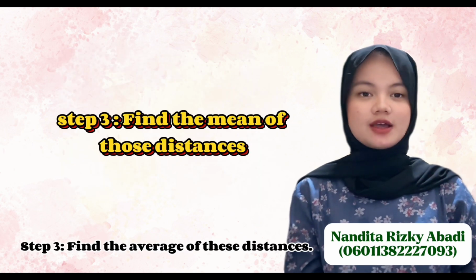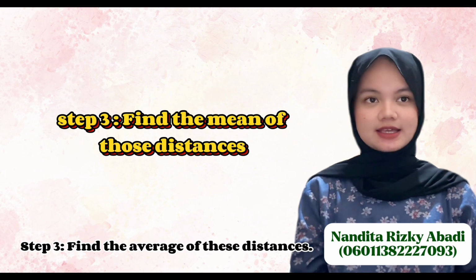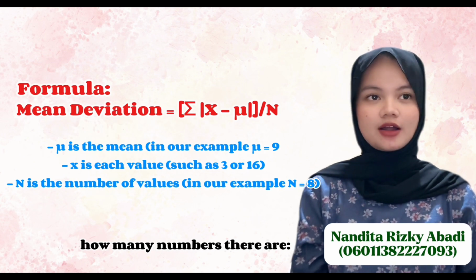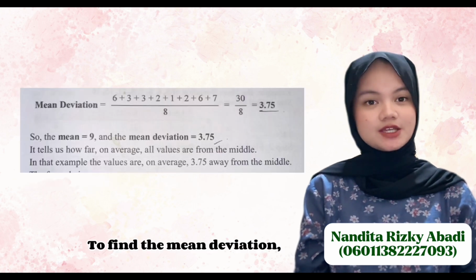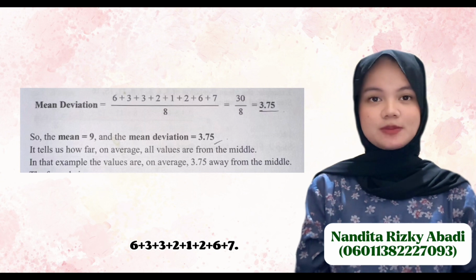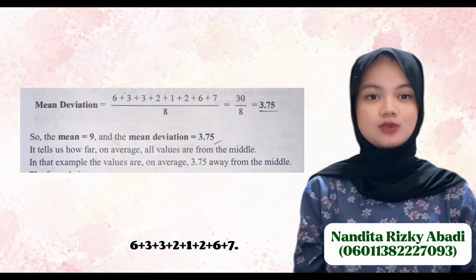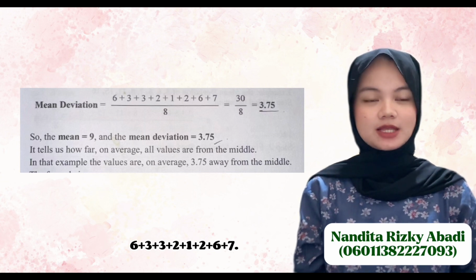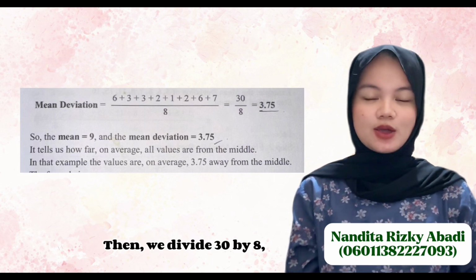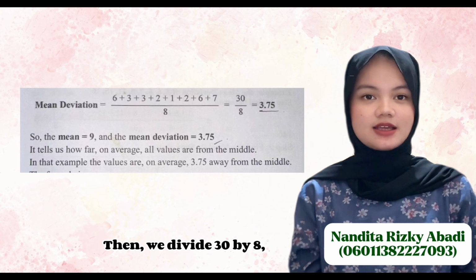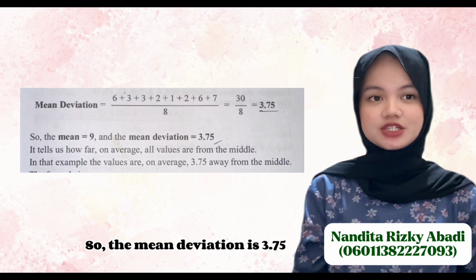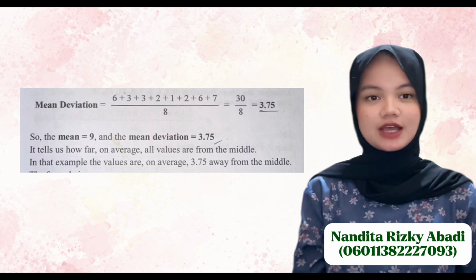Step 3. Find the average of these distances. Add all the distances and divide by how many numbers there are. To find the mean deviation, we add up all the distances: 6 plus 3 plus 3 plus 2 plus 1 plus 2 plus 6 plus 7. That gives us 30. Then we divide 30 by 8, which is the total number of data points. So the mean deviation is 3.75.